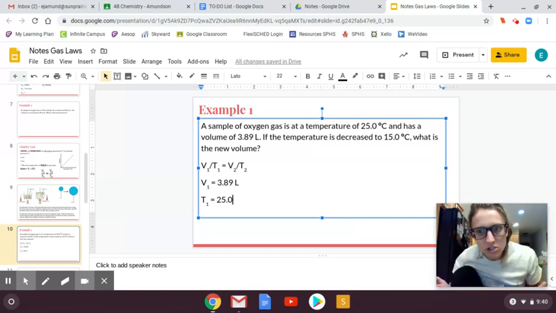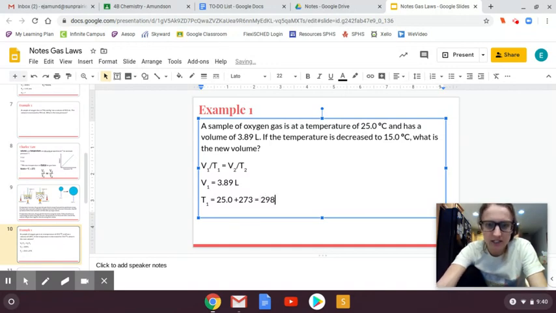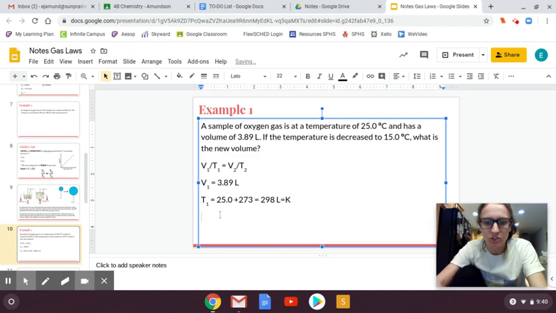Can I plug in Celsius into a gas law, though? No. So I'm going to turn that into Kelvin by adding 273 to it. So 25 plus 273 means that T1 is really 298 Kelvin. It says if the temperature is decreased, so I know T2, we're changing the temperature to 15 degrees Celsius, but again, I have to add 273 to this to get it into Kelvin. That's 288 Kelvin then. And the question is, what is the new volume?